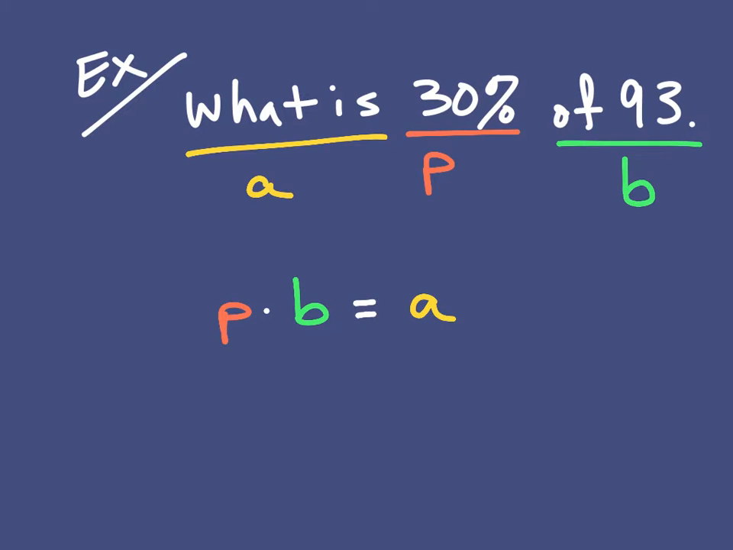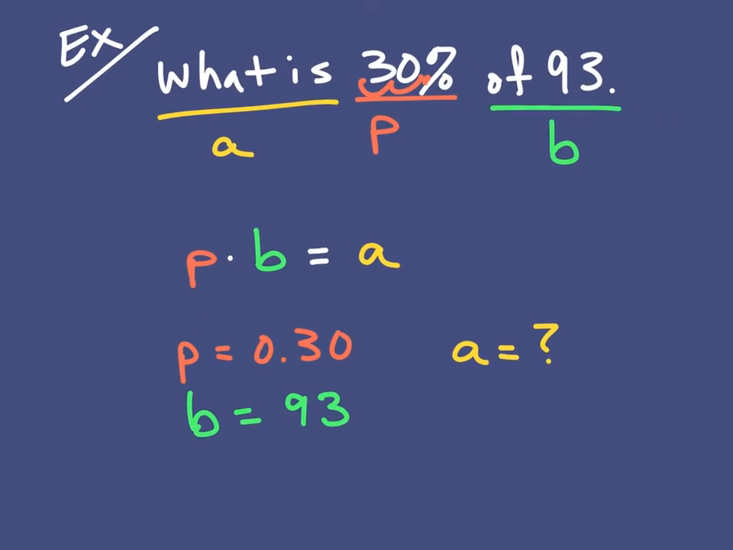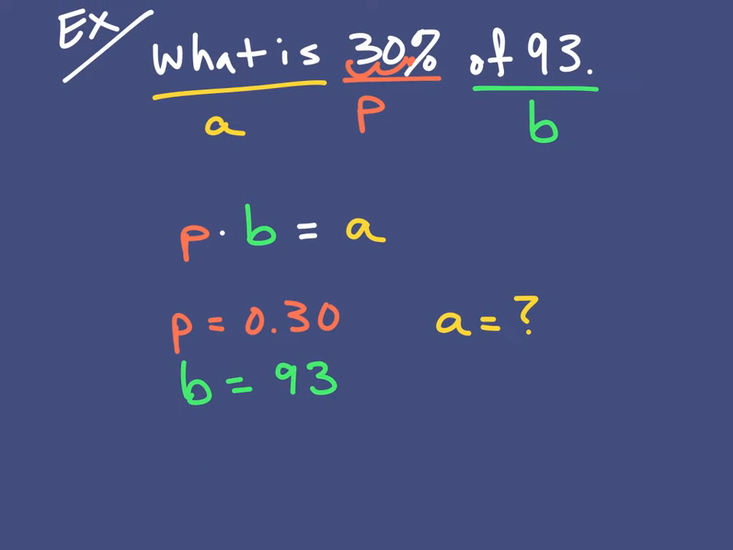Now we're finding 30%. When I say that P is 30%, that is a decimal. Move our decimal place over. I know that P is equal to 0.3, and you can put that 0 in there if you want to, but you don't really need to. My B value is equal to 93, and then we're solving this equation for A. We don't know what that is. So I'm going to plug those numbers into our formula. We've got 0.3 times 93, and that's going to give us the value A that we're looking for.